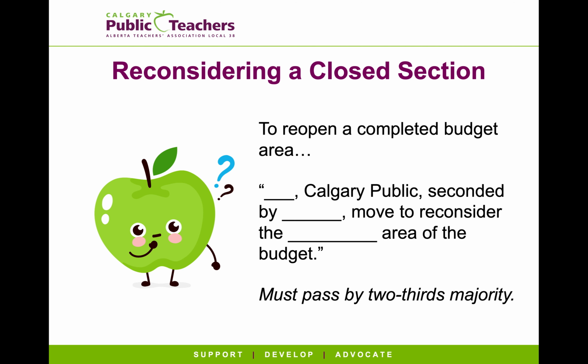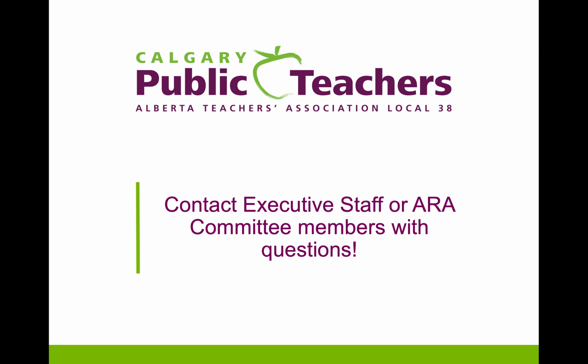If you miss moving a motion during a particular section of the budget, you would need to move a motion to reconsider a closed section. The format for this motion is as follows. You would move to reconsider the particular program area in question of the budget, and this is a motion that requires to be passed by a 2/3 majority of the Assembly.